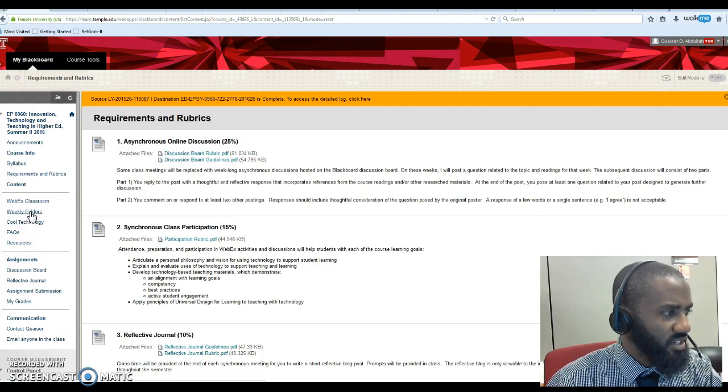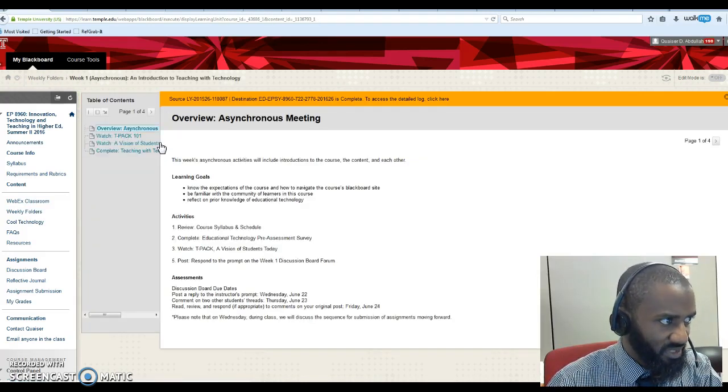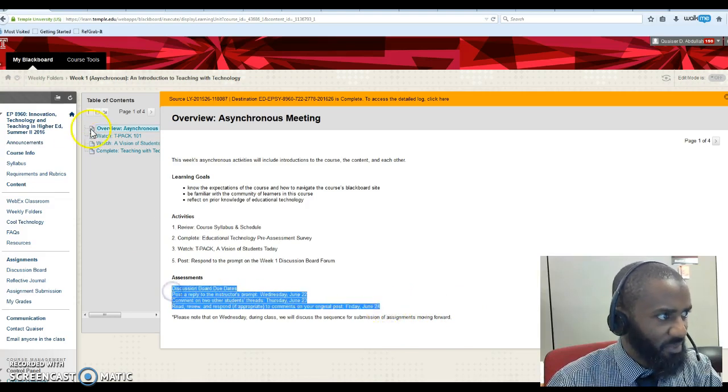So first thing is under weekly folders, what I do is I post the due date for everything under the weekly folder. Where it has the overview, at the bottom of the overview in this area where it says assessments, you'll see all of the due dates highlighted for that particular week.